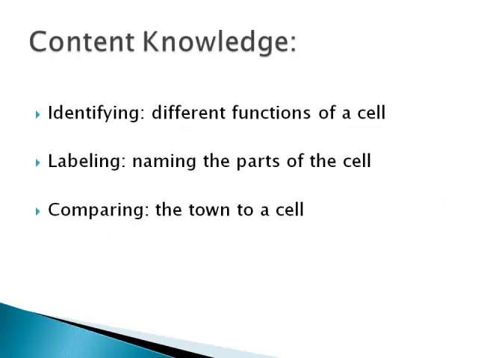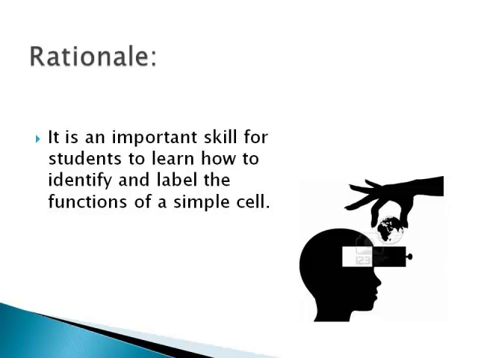Content knowledge that will be covered: identifying different forms of a cell, labeling, naming the parts of the cell, and comparing the town to a cell. My rationale for this lesson is it is an important skill for students to learn how to identify and label the function of a simple animal cell.